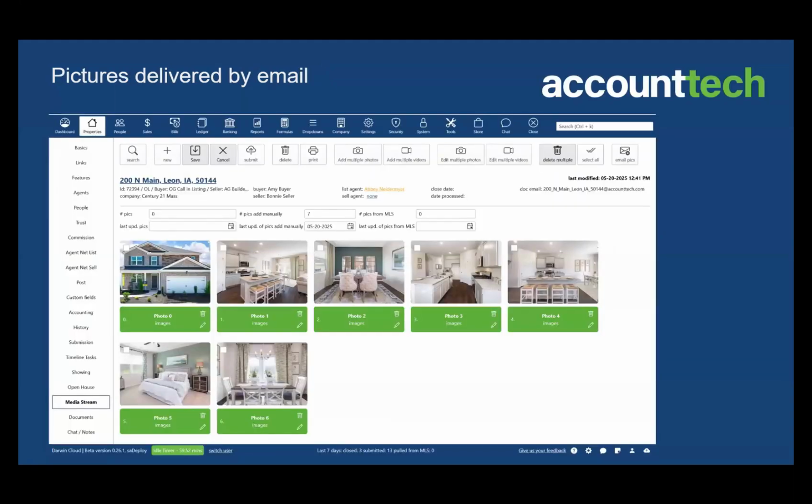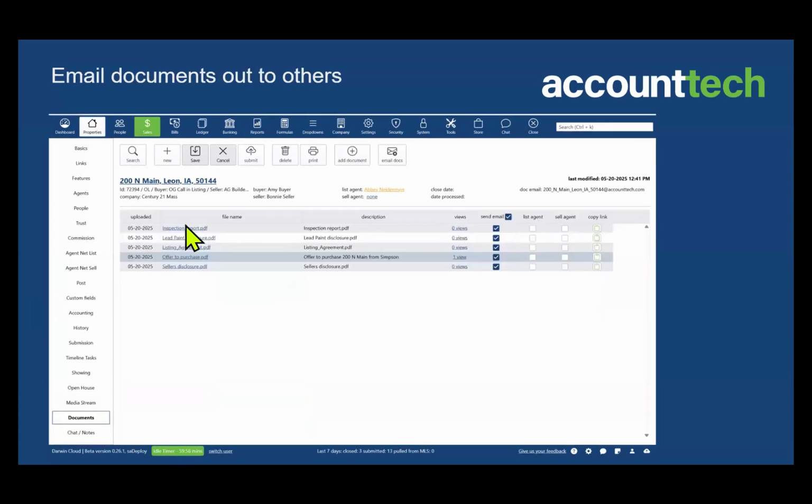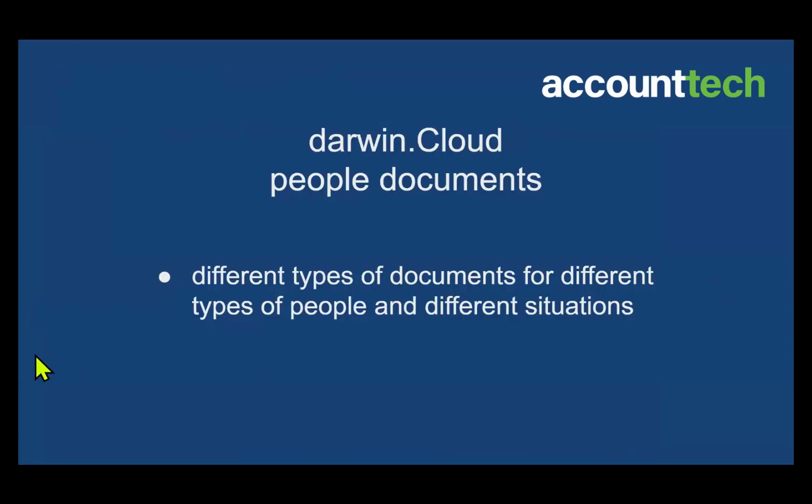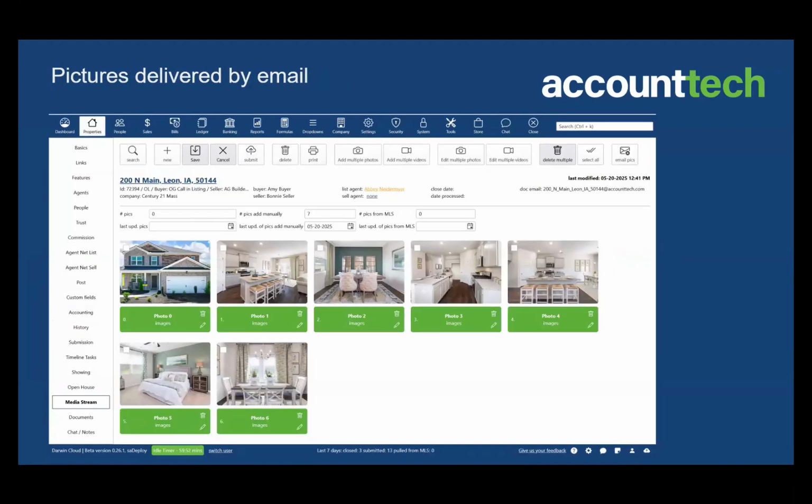Now, something else I want to show you, it's kind of related to documents, kind of not. Here we see the documents that are uploaded for a property. If we go to the next item down under media stream, we see pictures that are uploaded for the property. Normally pictures get into Darwin because they come in from the MLS, they load here, and then if your company uses Dash, these pictures get sent up to Dash.